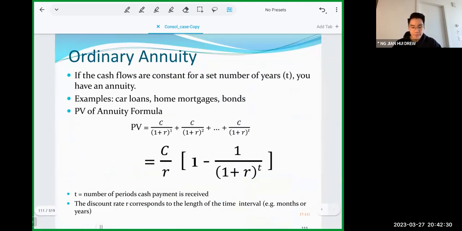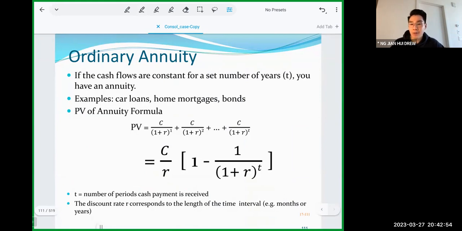Okay, so that's all for perpetuities. Now we have another one. Let's do a quick recap. We talked about present value. We talked about future value, right? That's the most basic one. Then we talked about perpetuities, where the cash flows keep on going forever.